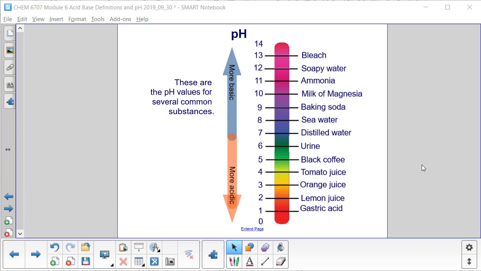Here are some pH values for several common substances. Very low on the pH scale, most acidic, is gastric acid, but it's similar to citrus juices, coffee, urine, and then distilled pure water would be right in the middle at a pH of 7. Some of the most basic substances: bleach, soapy water, ammonia, milk of magnesia. So we use that basic substance to calm an acid, right?